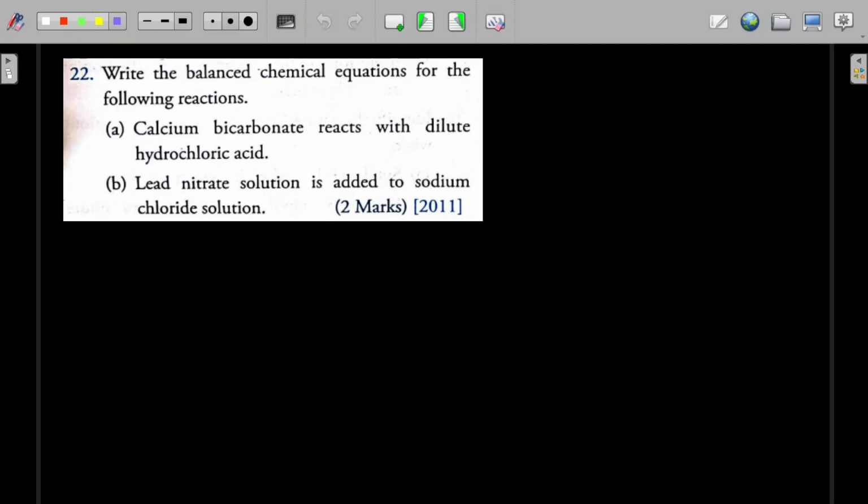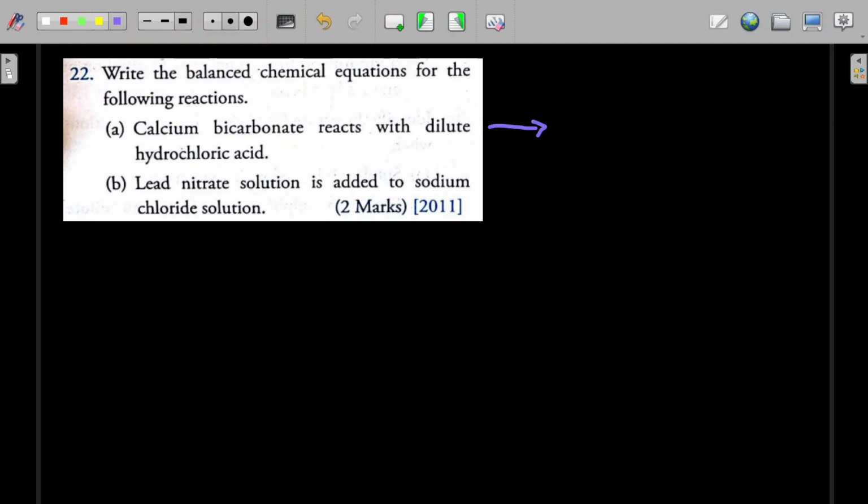Okay, again, what will be asked? They will be asking you to write the balanced equation. But at least by now you should not make the mistake of not writing dilute. How many of you lost marks in the prelims for not writing dilute?